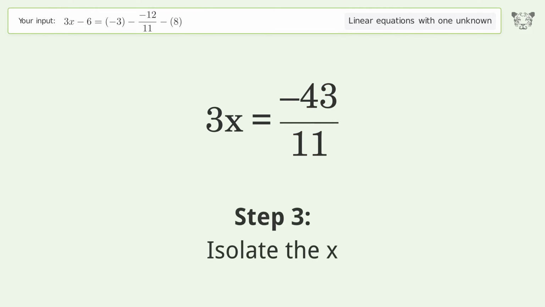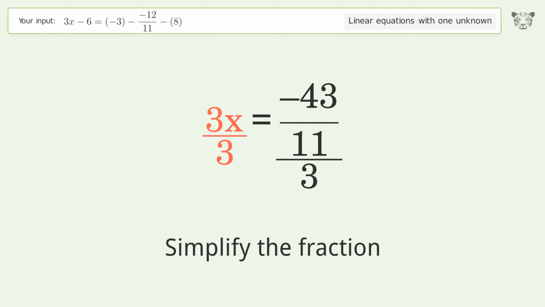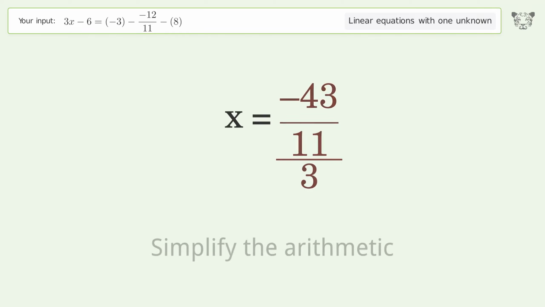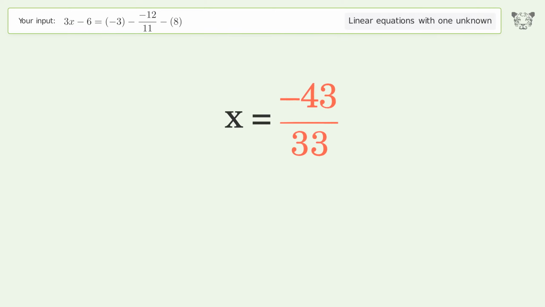Isolate the x. Divide both sides by 3. Simplify the fraction. Simplify the arithmetic. And so the final result is x equals -43/33.